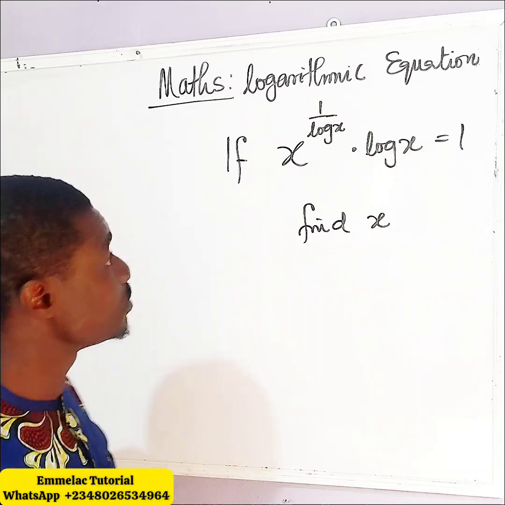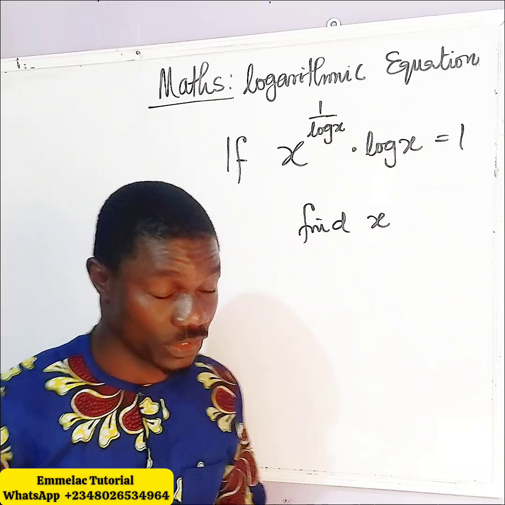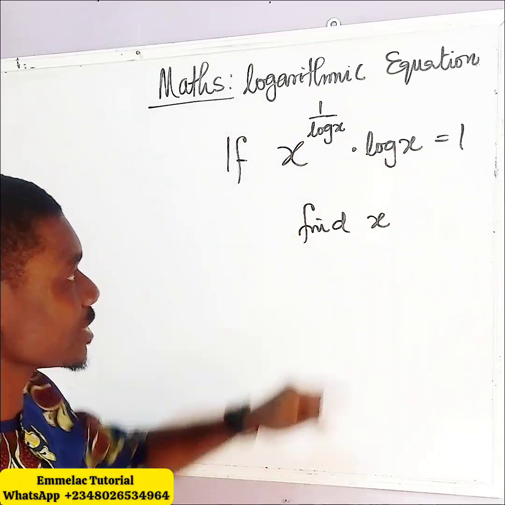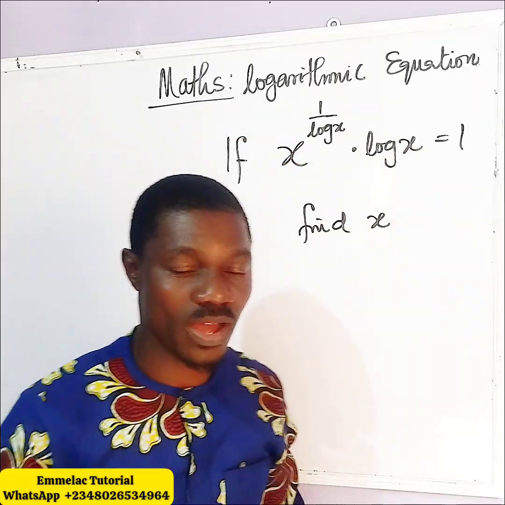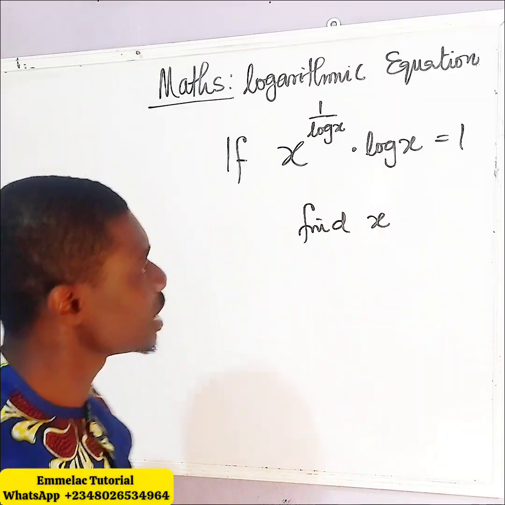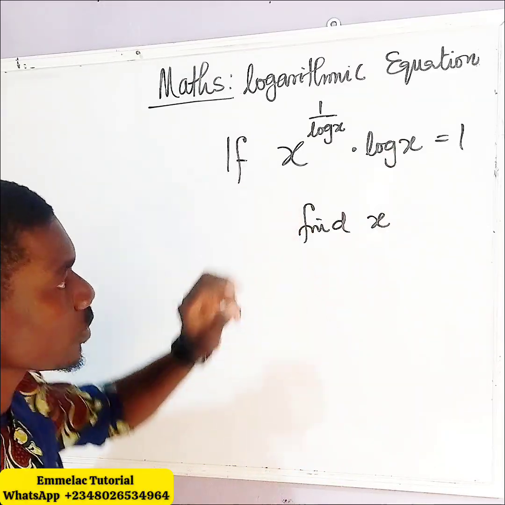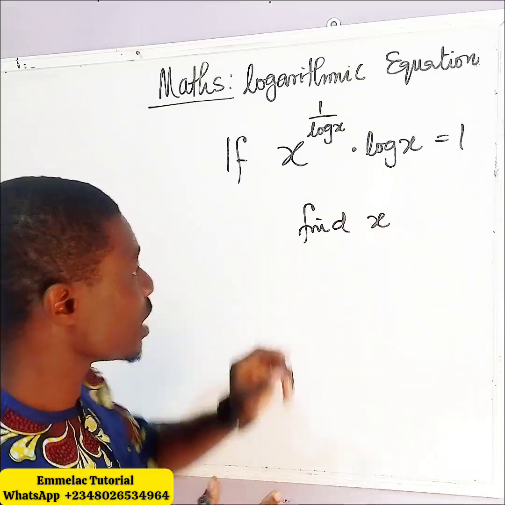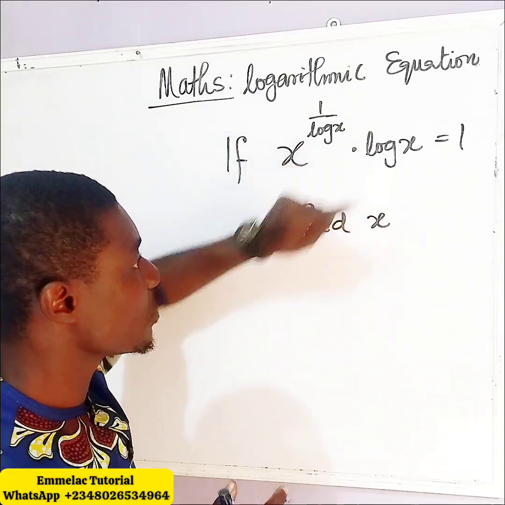Now let us look at this beautiful logarithmic equation, and it says that if x raised to the power of 1 all over log x times log x equals 1, we are told to find the value of x. So how do we go about it? Now let us take note that in this equation we have a similar term, or a term that looks similar. You can see log x here and log x here.